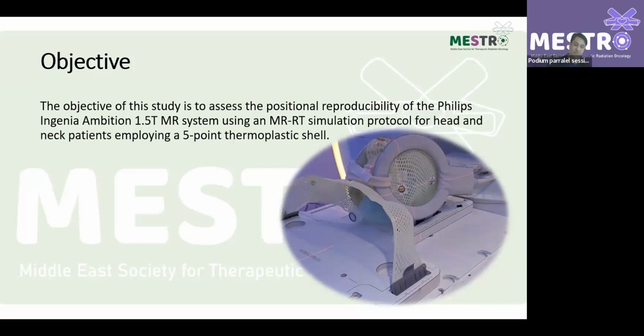And this is a 5-point thermoplastic mask, and he used some rings, and it's very clear there are also some fiducial markers. If you can see a little bit under the thermoplastic mask, he put a bottle of water.